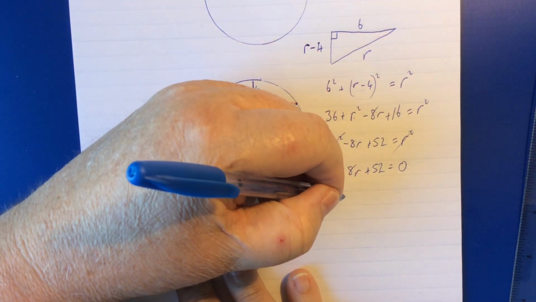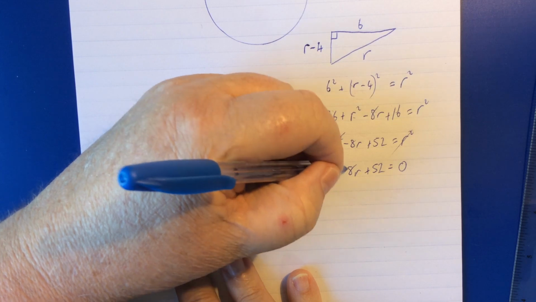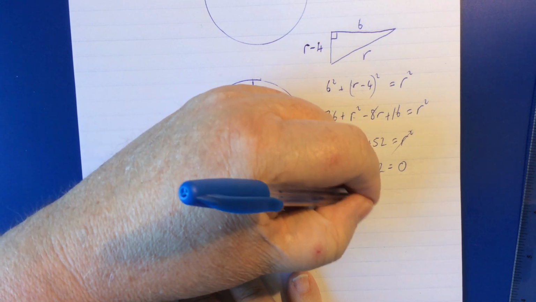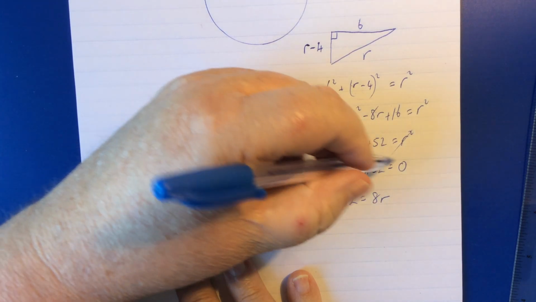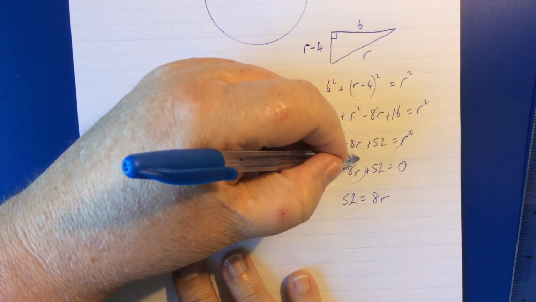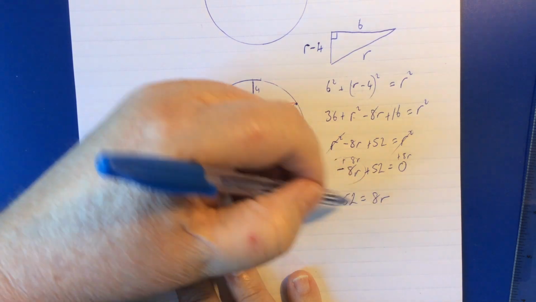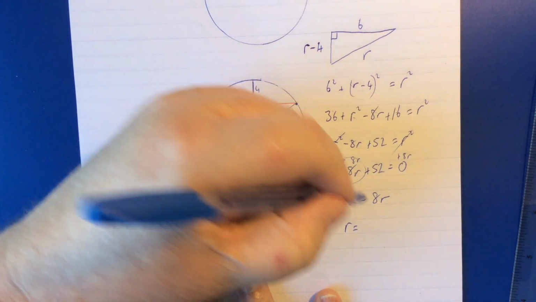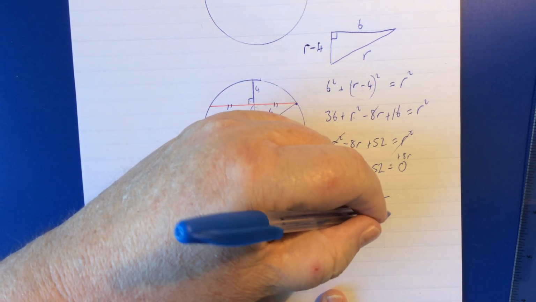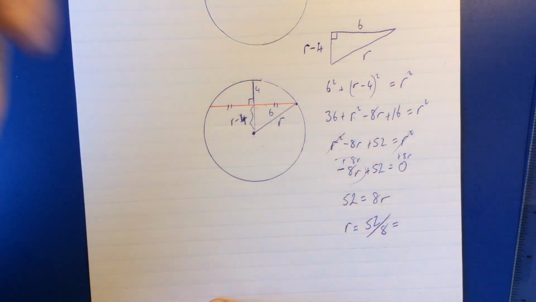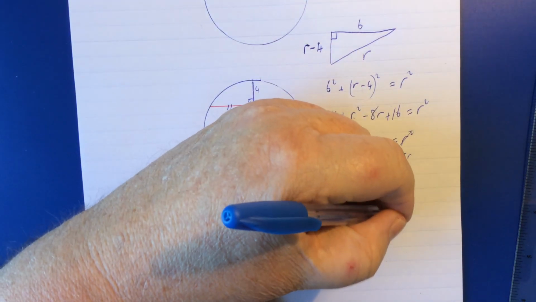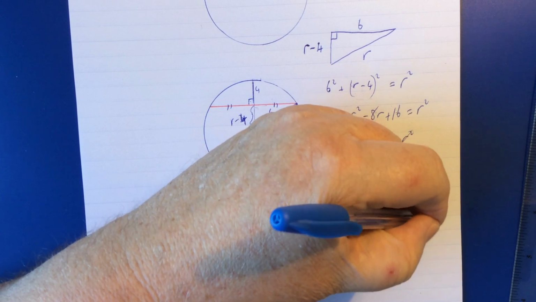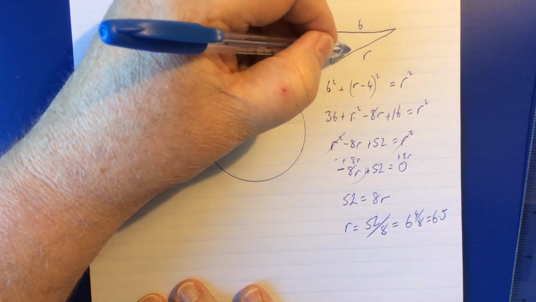Right, well, if we move the negative 8r, so 52 equals 8r, if we move this from here to here, we do so by adding 8r to that side and 8r to that side. So we get 52 equals 8r. And r, therefore, is equal to 52 over 8. Now, 8 goes into 52, 6 8s are 48. 4 remainder, 4 over 8. So that gives us 6.5. The radius is 6.5.